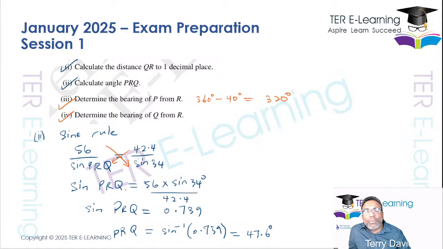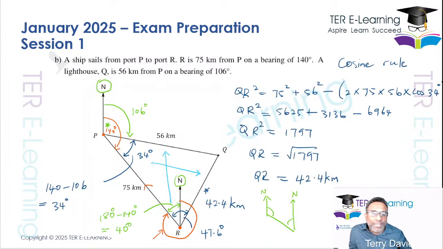For part 4, we want to determine the bearing of Q from R. So the bearing of Q from R, go back to the diagram. You want to head this way. So the bearing of Q from R, how are we working out that one there, guys?